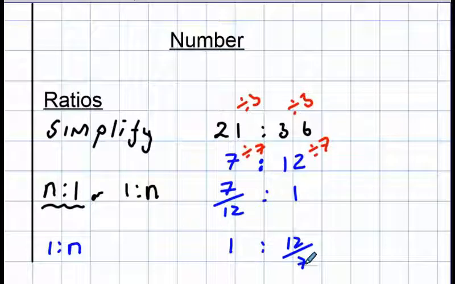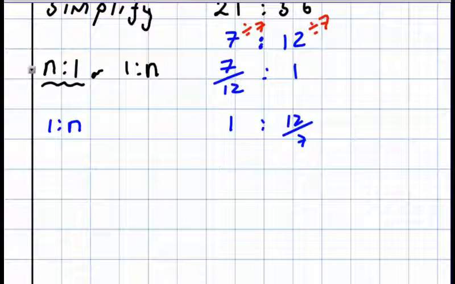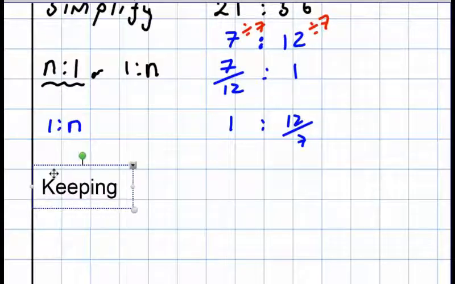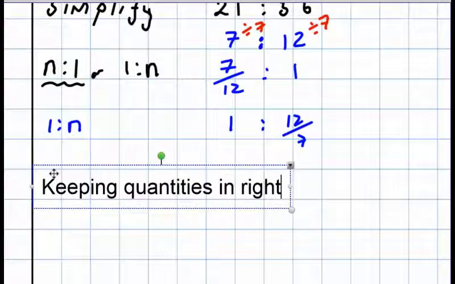So, we always try to simplify first and foremost. Secondly, we may be asked to by the question, or the context may suggest, turn it into the form of some number to 1, or 1 to some number. Okay, now, the other important thing about ratios is, I suppose the best way to describe it, keeping quantities in the right ratio.